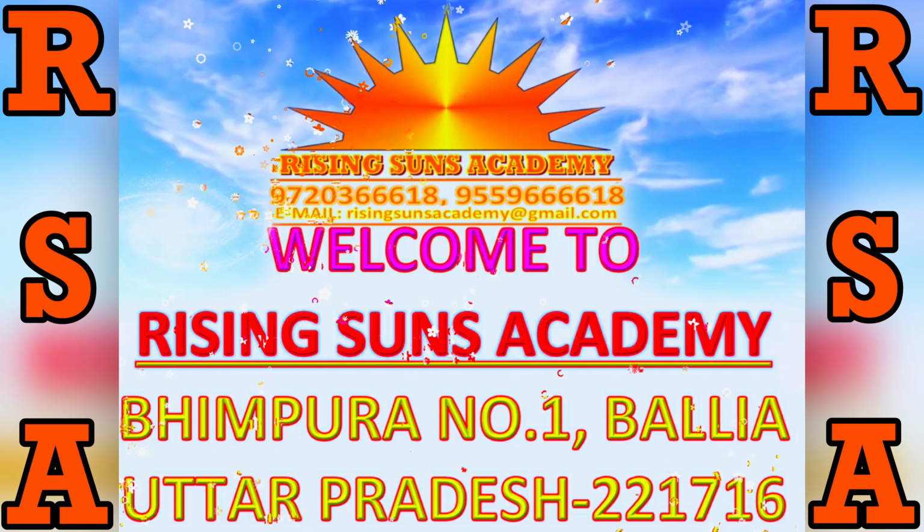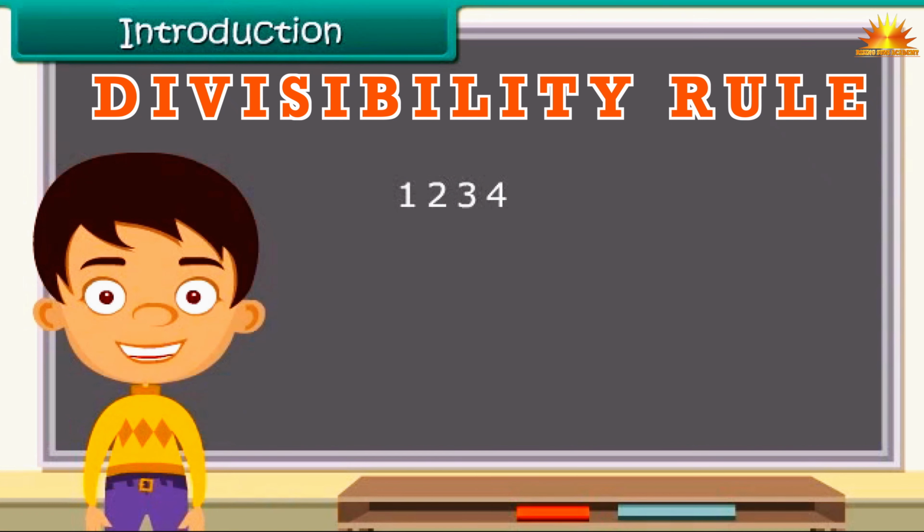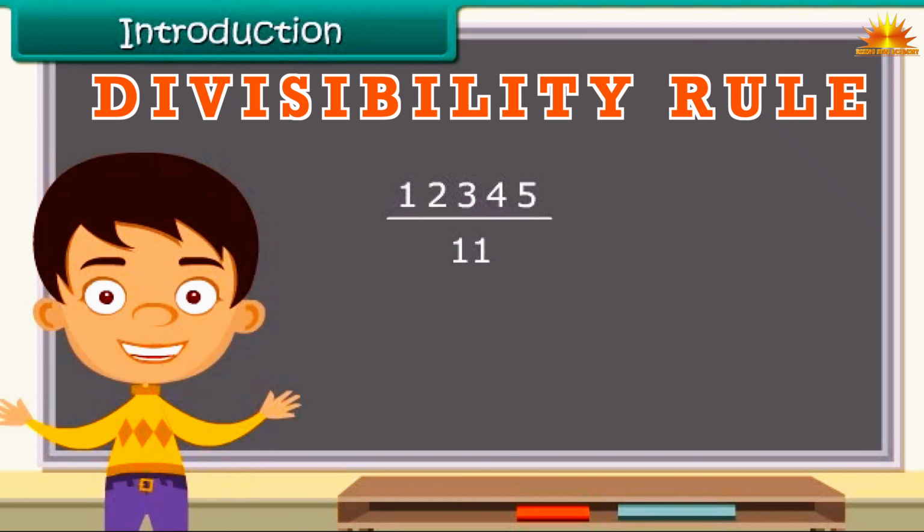Introduction. Your friend challenges you to find if the number 12,345 is divisible by 11 in less than 30 seconds. Is it possible to divide 12,345 by 11 and check? No. That will take longer than 30 seconds. Do you secretly wonder if there is another way to solve the problem? In this lesson, you will learn the divisibility rules and factorization of numbers.